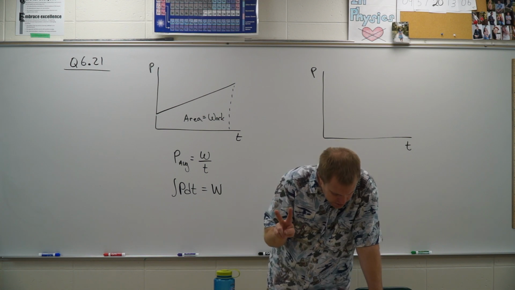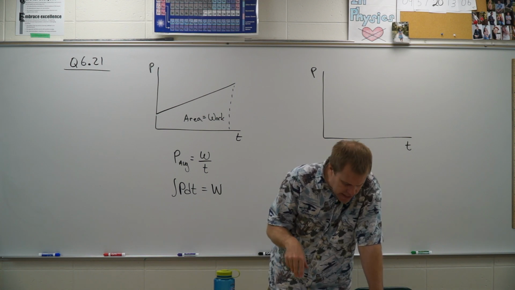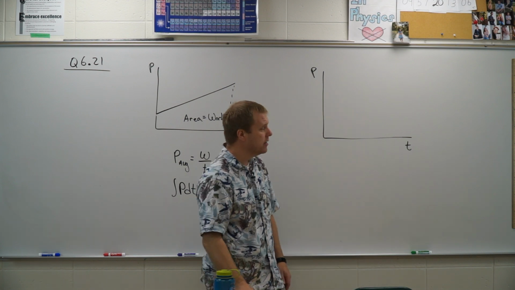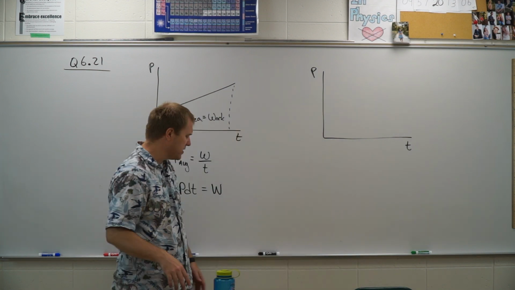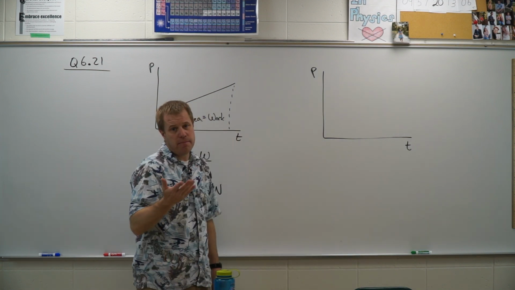Part B on this one says, draw a P versus t curve that consists of two straight line sections for which the peak power is equal to twice the average power. All right, so give this a try. You can just pause the video here and then come back.